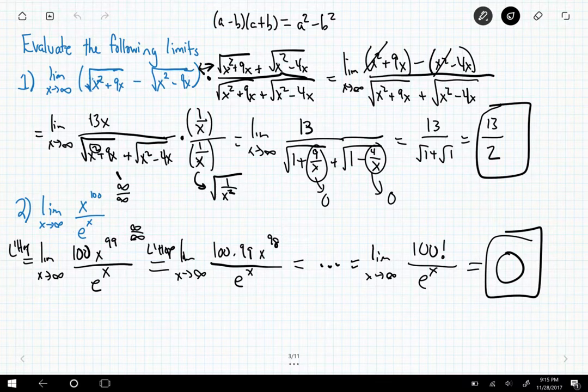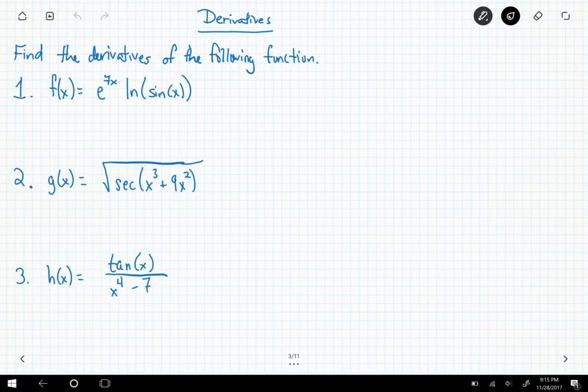So moving forward, we're on to derivatives. So how do we take these derivatives? Well, a lot of these are just basically remembering your rules. As soon as you remember your rules, you're in pretty good shape. So in our first case, notice we have a product of two functions. There's the first function, there's the second function. And so we have to use the product rule.